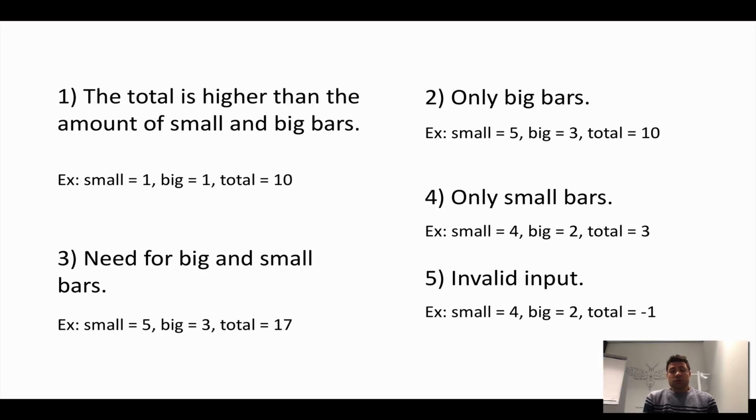As soon as we do this, we try to come up with concrete cases that would represent that partition for us. For example, if I need big and small bars, maybe small 5, big 3, total 17 can be a possible input for this partition.